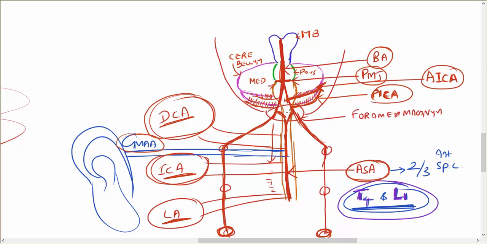So now let us concentrate on the posterior supply of the spinal cord. There are two arteries which come from the vertebral artery and run posteriorly, but they don't fuse, and they run as two posterior spinal arteries. They supply the posterior one third of the spinal cord.